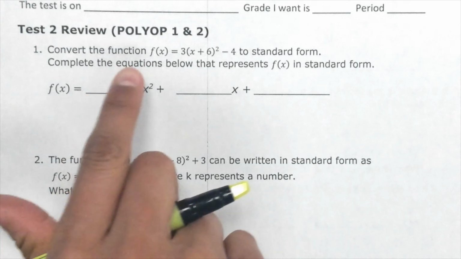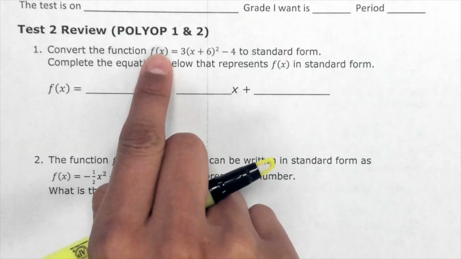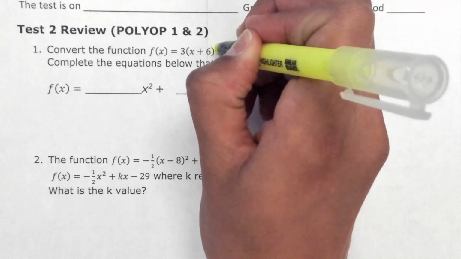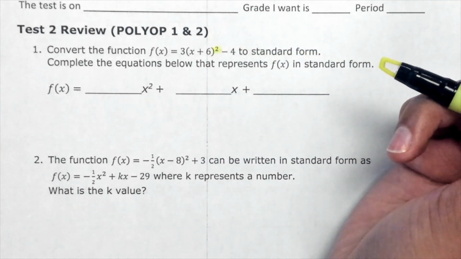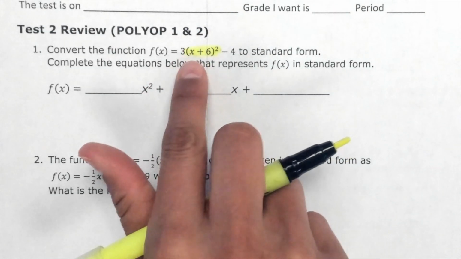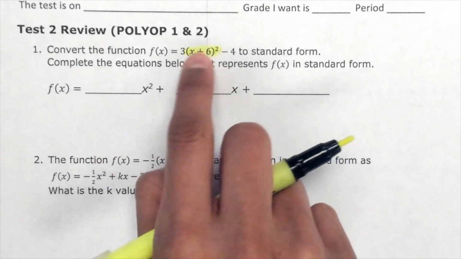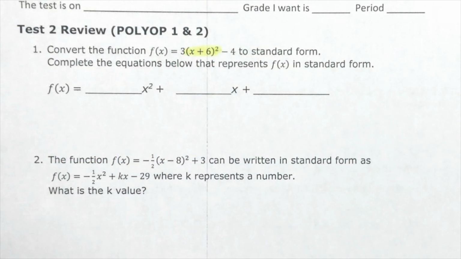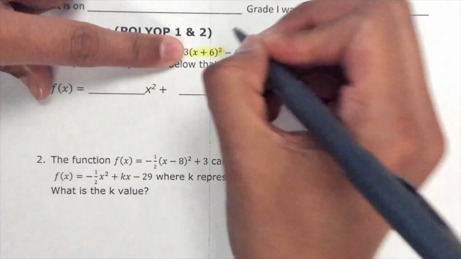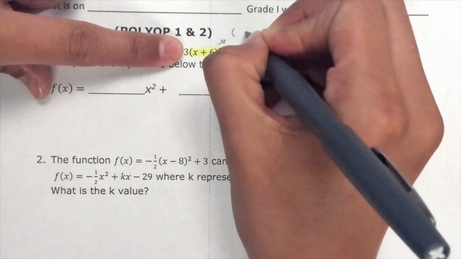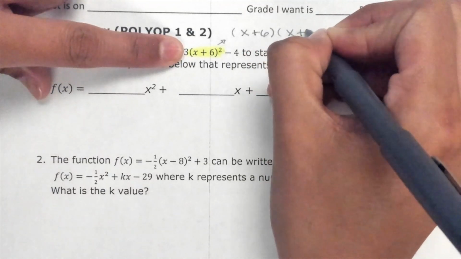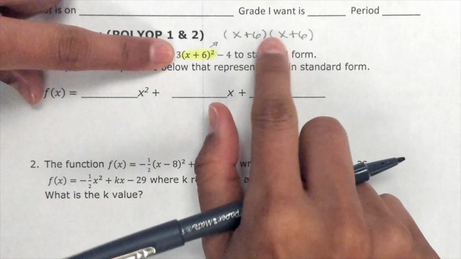So we're going to take a look at our f of x equation that they give us here, and we're going to start off with that square. That square means that there's 2 of these in parentheses, so x plus 6. That means that there's 2 of those. So what we're going to do is take what's in parentheses and make 2: x plus 6 and another x plus 6. So these two are multiplying by each other.